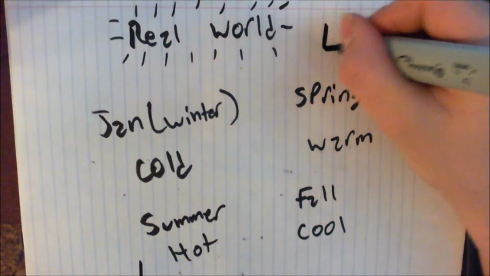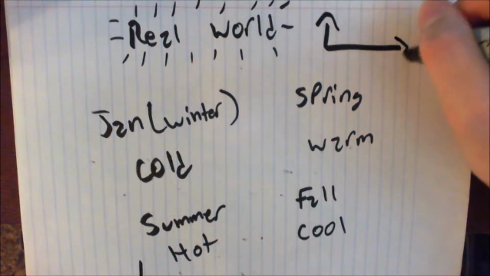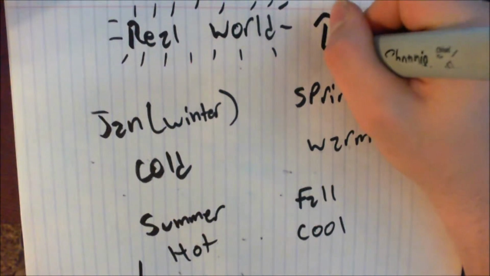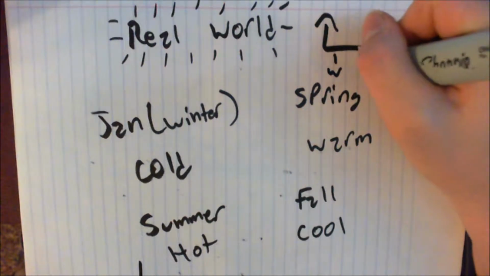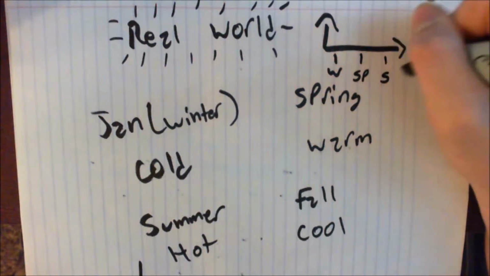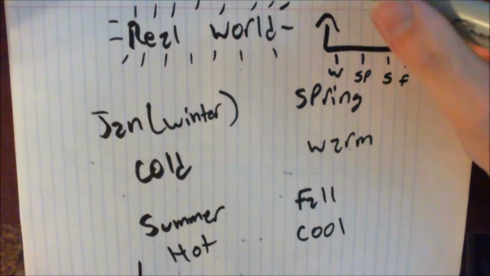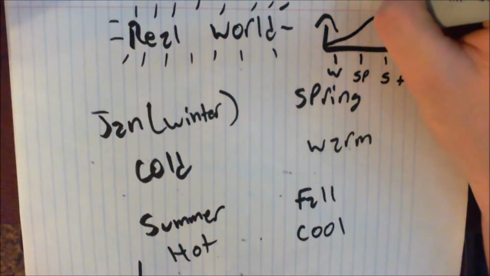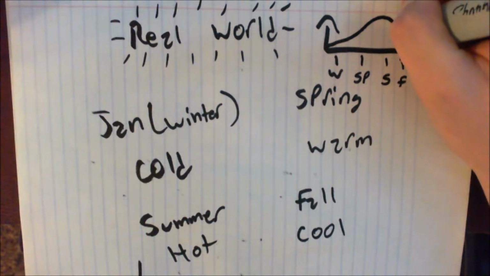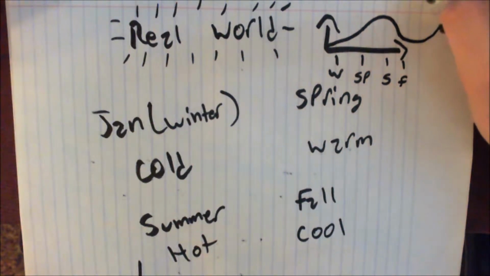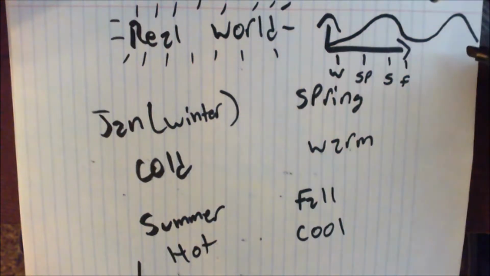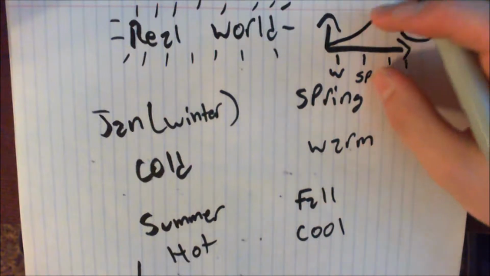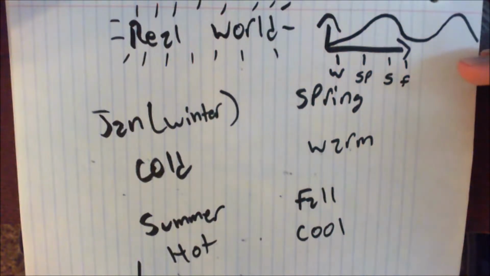If we were to draw an approximate graph of the temperatures throughout the year, we'll have winter here, spring, summer, and then fall. Winter will be cold, spring will be warm, summer will be hot, fall will be cool. And then we'll continue again, winter, spring, summer, fall. This graph will repeat indefinitely as the seasons go on, and we'll have approximately the same data set, and this would be classified as a periodic trend or periodic behavior.